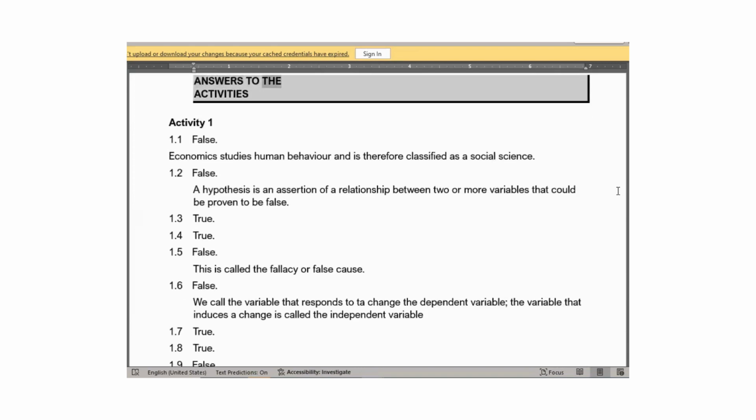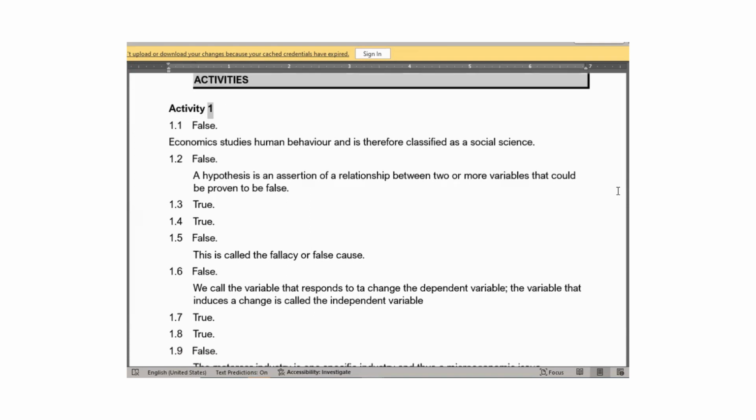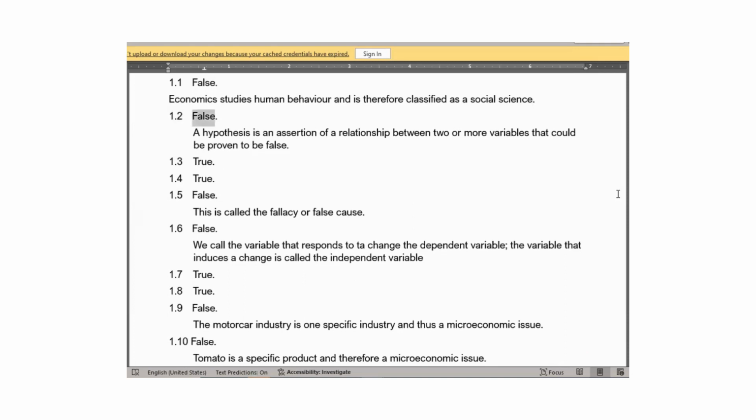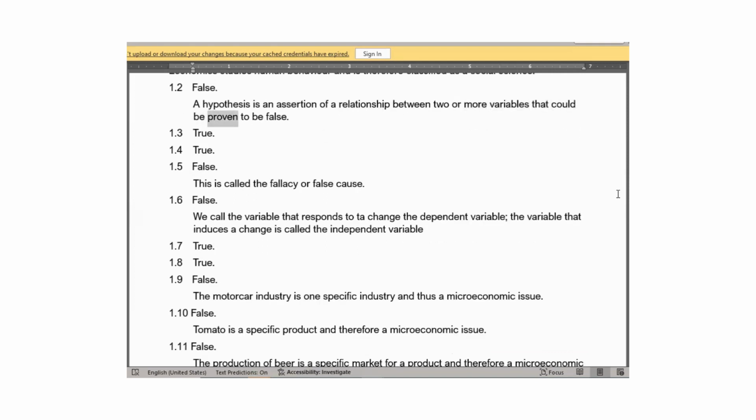Answers to the activities. Activity 1. 1.1 False. Economics studies human behavior and is therefore classified as a social science. 1.2 False. A hypothesis is an assertion of a relationship between two or more variables that could be proven to be false.